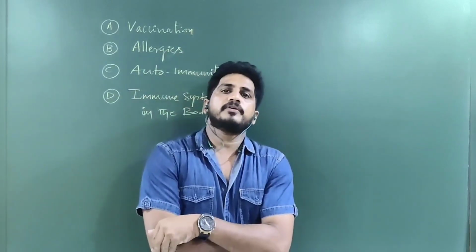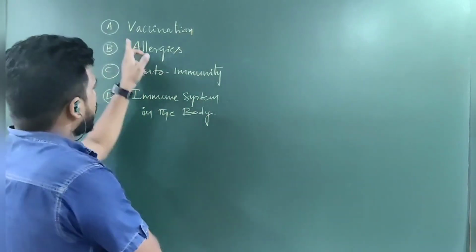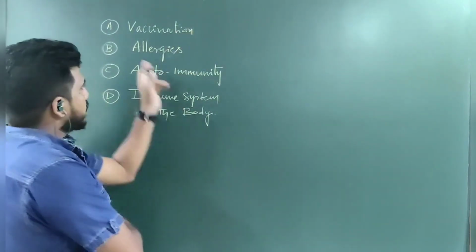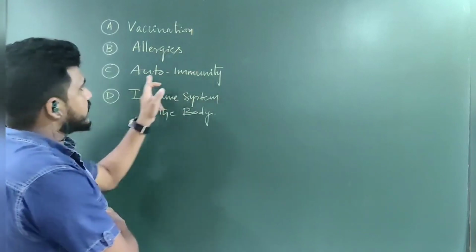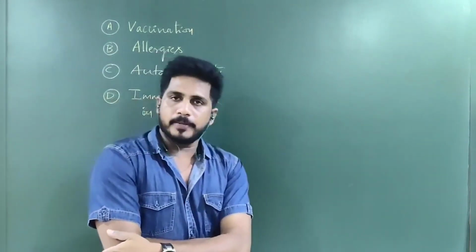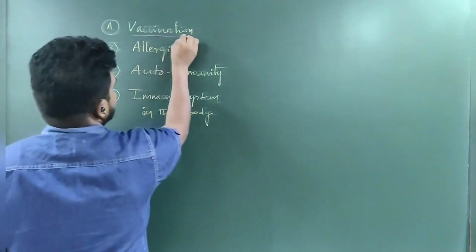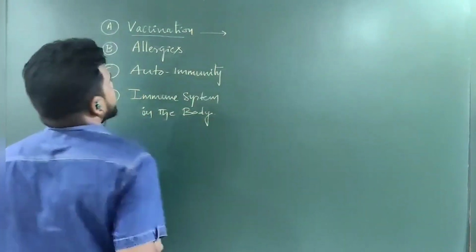Now in this part I am going to introduce the four important aspects. The number one is vaccination, second one is allergy, third one is autoimmunity and fourth one is immune system in the body. One by one, let us see the topics. First one is vaccination. What is vaccination?